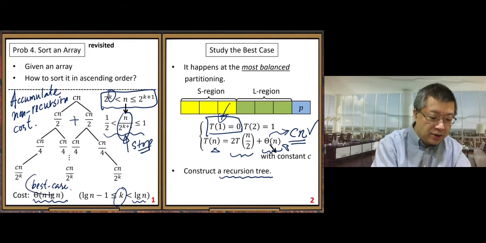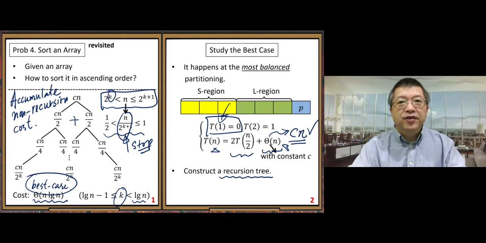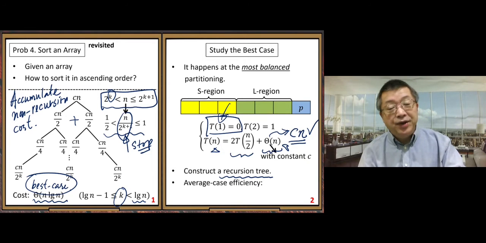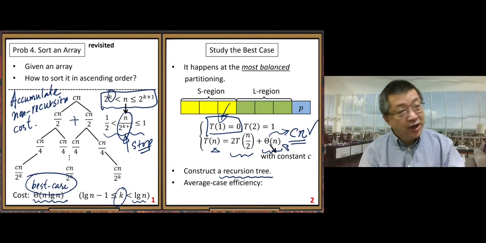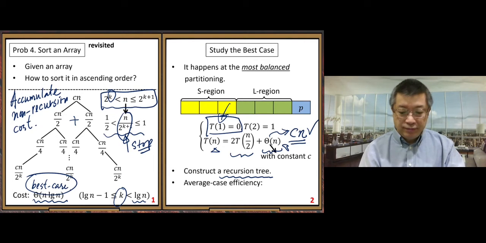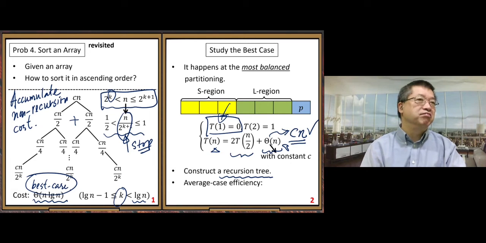Okay, yeah, best case. All right. But so this best case, we may like to know average case efficiency, right? Average case efficiency. Yeah. But the situation is too hard to estimate. Too hard to estimate average case efficiency.